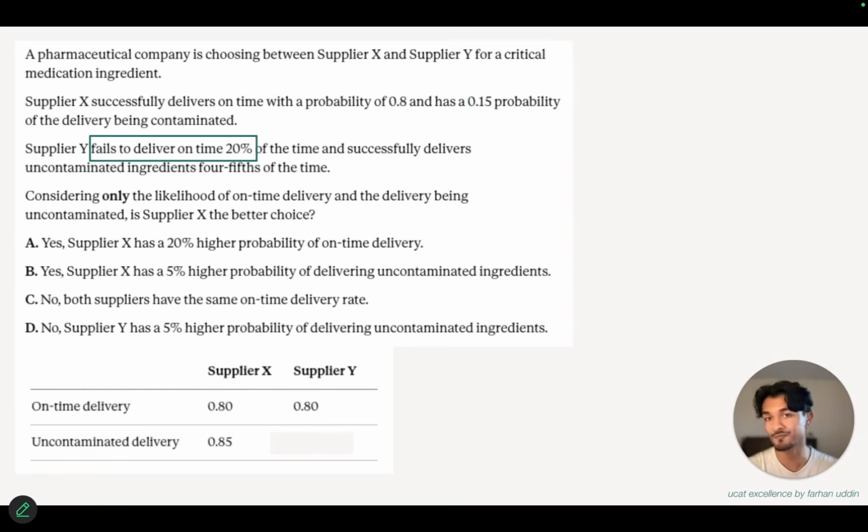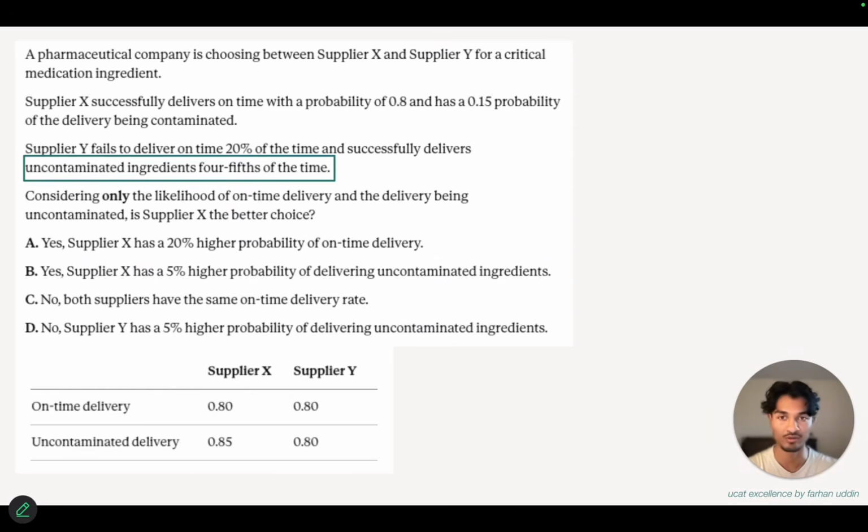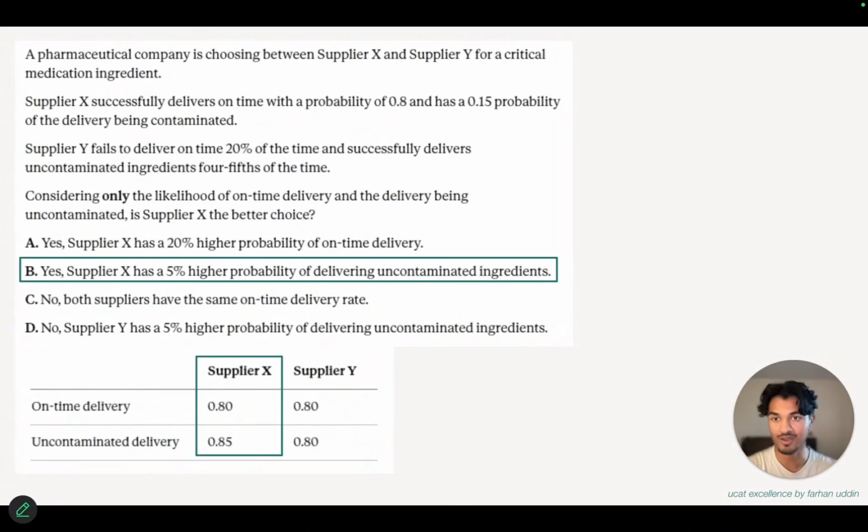Next, supplier Y fails to deliver 20% of the time. So that's a failure rate. We want success rate. That's 80% success rate. And successfully delivers contaminated ingredients 4/5 of the time. So that's 0.8 when it comes to just a quick conversion. So if we answer the question now, yes, supplier X has a 5% higher probability of delivering uncontaminated ingredients.